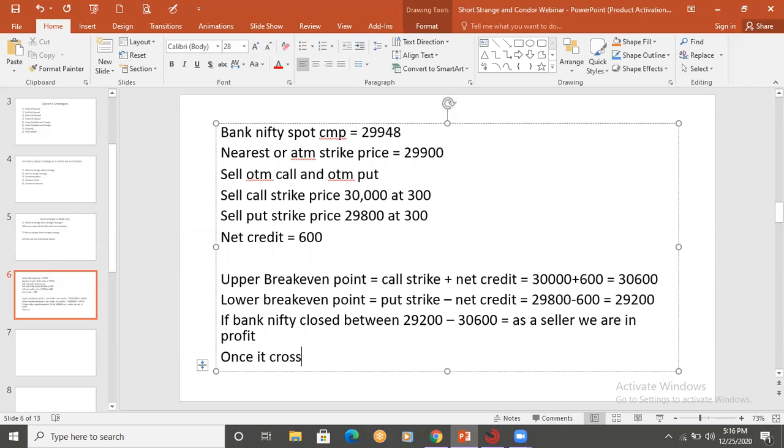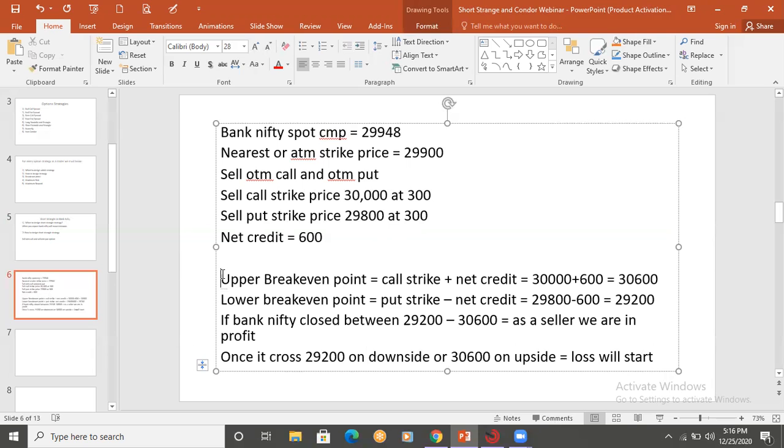Once it crosses 29,200 on the downside, or 30,600 on the upside, then as a seller our loss will start.